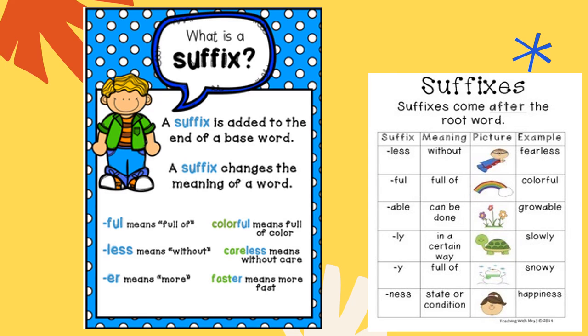Suffixes are added after the root word. Example: less, which means without, fearless. Full, which means full of, colorful. Able, can be done, growable. Ly, in a certain way, slowly. Y, full of, snowy. Ness, state or condition, happiness.